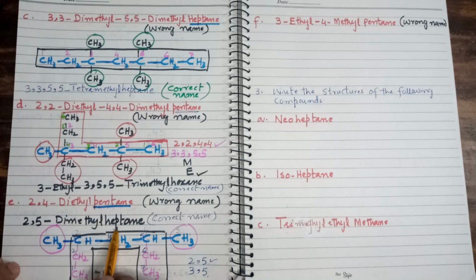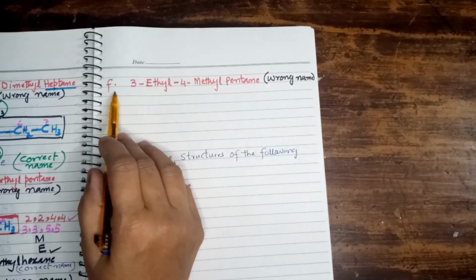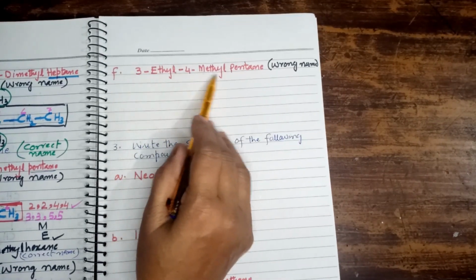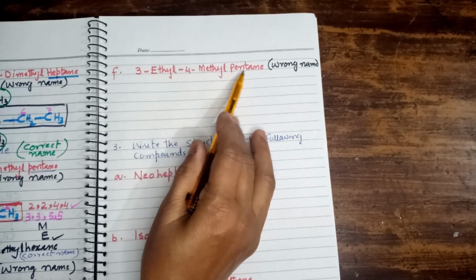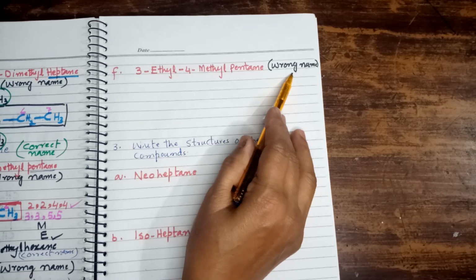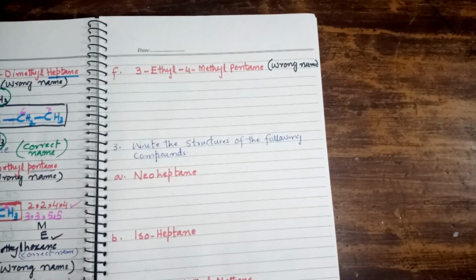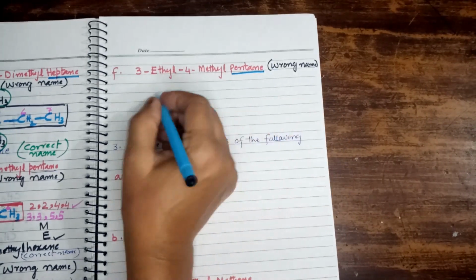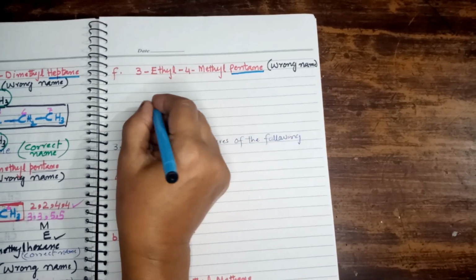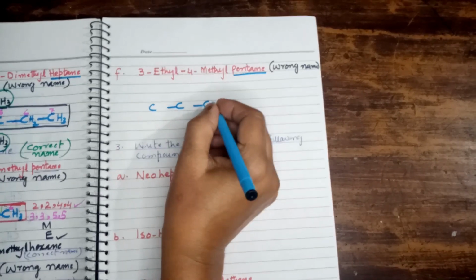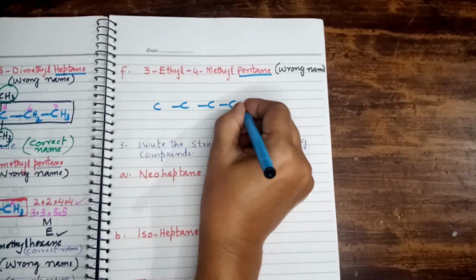Now from question number 2, the last part which is left is part number F. Right, students? So here another molecule is given to us, 3-ethyl 4-methyl pentane. This is the wrong name and we are asked to write the correct name. As usual, we will see what is the name of the parent chain, pentane, right? So we made the skeleton of 5 carbon atoms, 1, 2, 3, 4, 5.